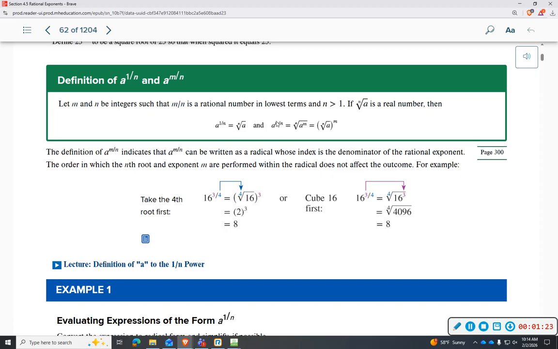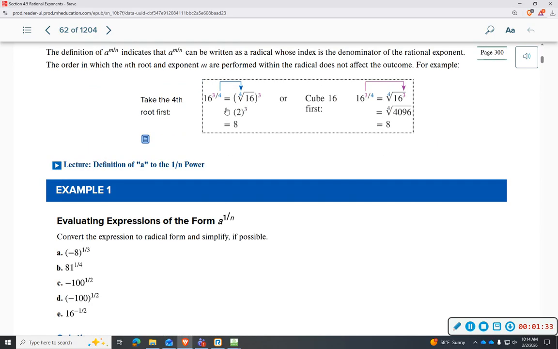And the same if you had m divided by n, whatever's on the bottom, the n is the root, m is the power that you're going to raise that number to. And you'll see that in practice. Here they're giving you an example, 16 to the 3/4 power. The 4 is the root, 3 is the power. You can do them in any order is what it's showing you here.